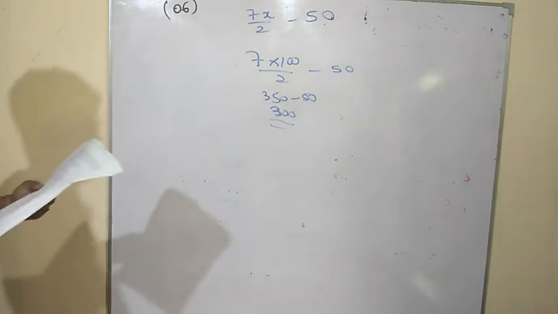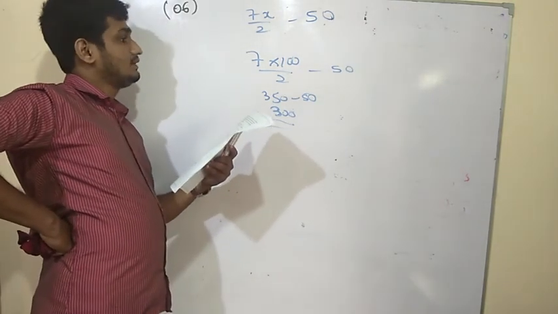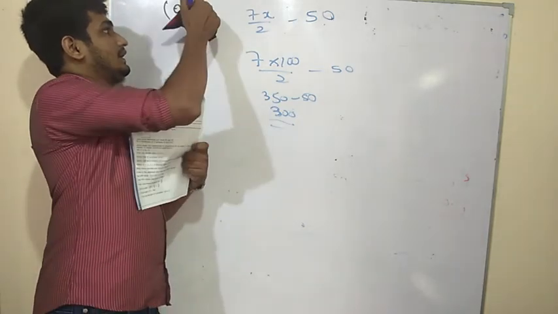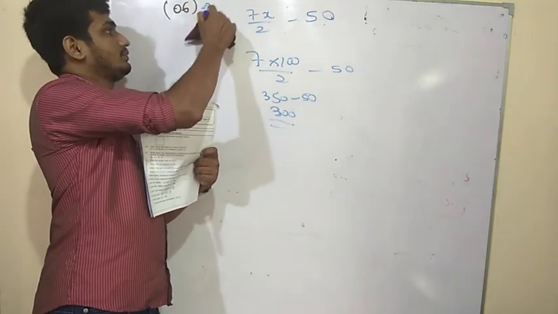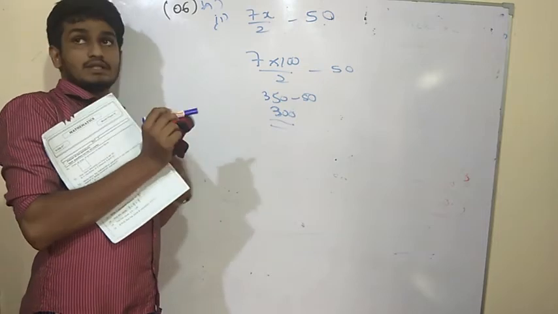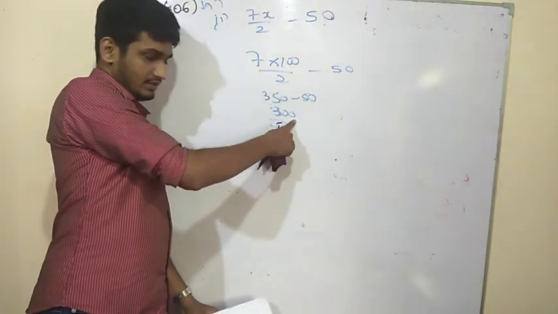Right, now we are moving to part B. Question number 6, part B. This is the end of the last one. Your answer for 6A, number 2, is 300. We know that the value of x is 100, and 700 divided by 2 is 350, minus 50 is 300.